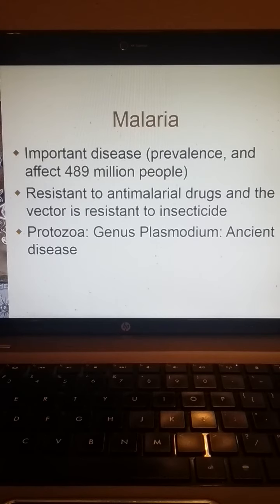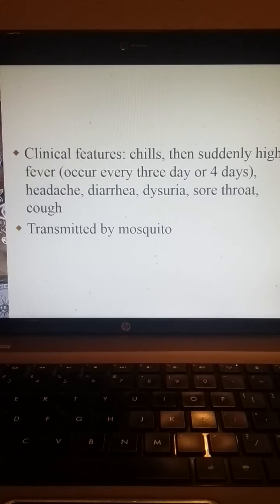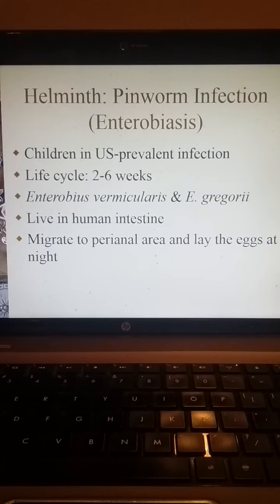You need to know the word plasmodium. You don't need to know all 4 species, but at least one of them. How is it transmitted? What cells does it affect? What are the clinical features? So this one is very important. Then this is one of the worm diseases. The disease is called enterobiasis, a pinworm infection caused by either one of these E.